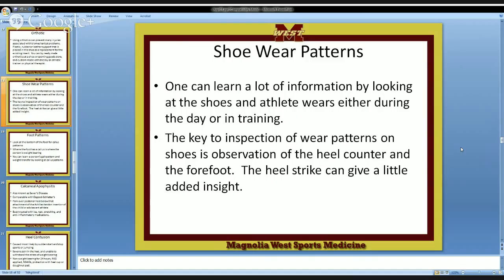Because your shoes can tell you a lot about your athlete. If you look at your athlete's shoes, I look at people. This is one of my weird things that I do when I'm going to Walmart. I'm cruising along and I'm watching people's walking gait, their gait pattern when they're in Walmart.